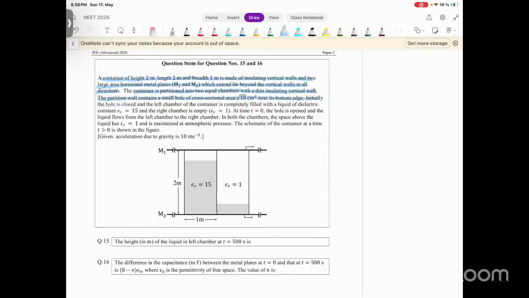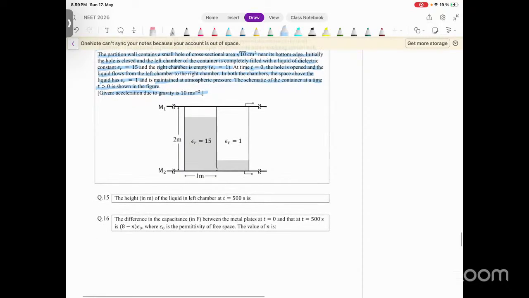The hole is closed and the left chamber of the container is completely filled with a liquid of dielectric constant 15 and the right chamber with 1. At time t equals 0, the hole is opened and the liquid flows from the left chamber to the right chamber. In both chambers, the space above the liquid is at atmospheric pressure. The container at time t greater than 0 is shown. Given acceleration due to gravity is 10.